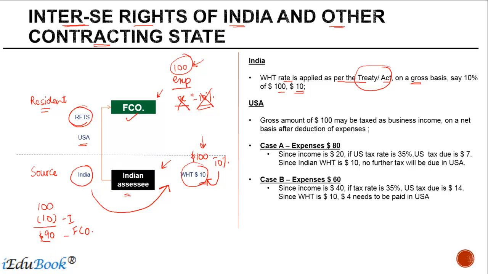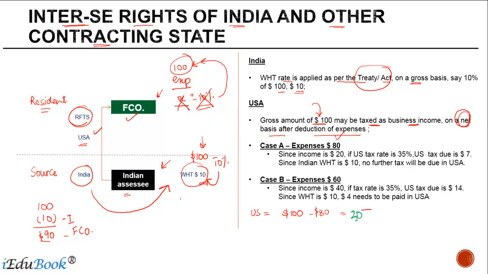But like I told you, in addition to India, even US has a right to tax this royalty or FTS. The difference between the first case and the second case is that the gross amount of $100 may be taxed as business income on a net basis after deduction of expenses. So unlike India, where we had applied this rate of 10% on 100, in US, what they will do is they will say you have an income of $100, how much are the expenses? So let's take two cases. In case A, the expense in US has been taken as $80. The receipt is 100, the expense is 80, so the income is $20.